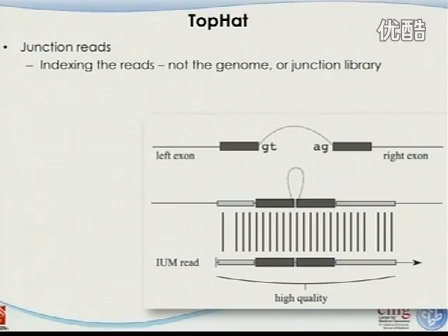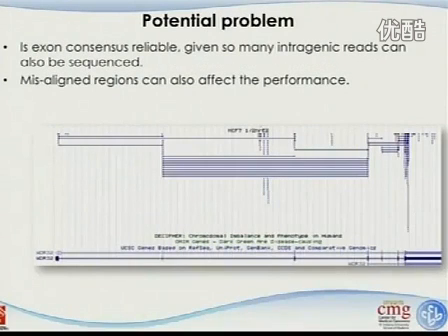And the general idea of TopHat is you get the RNA sequencing data, you align them against the genome, and then you figure out which parts of the genome transcript become the exons, identify the boundaries, and further align the remaining reads to these regions. So this is what TopHat is doing.